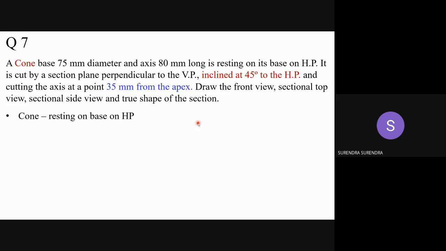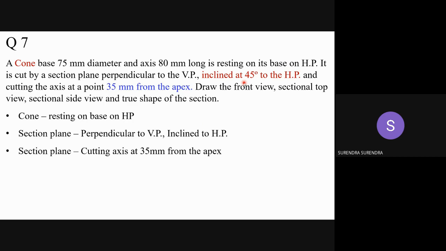So write down the important points from the question. A cone resting with its base on the HP, that is the shape of the object and its position. Next, cutting plane and its inclination: perpendicular to VP and inclined to HP. This inclination is 45 degrees. Next, the section plane is cutting the axis at 35 mm from the apex.